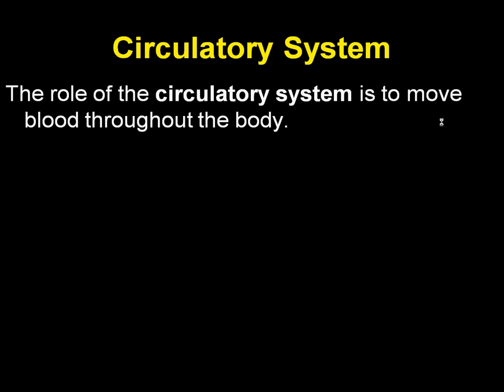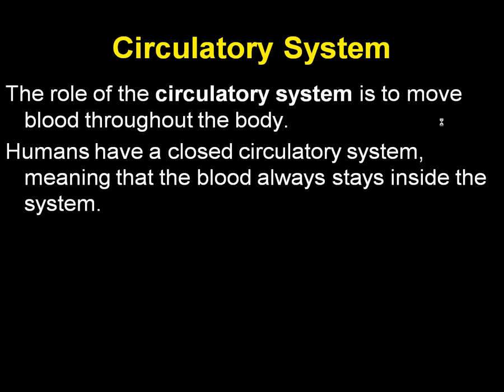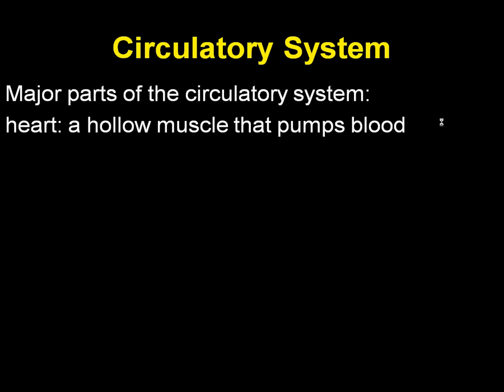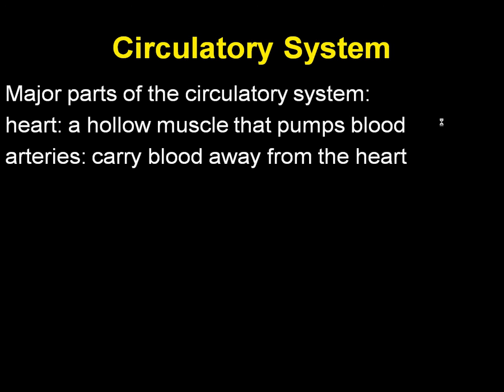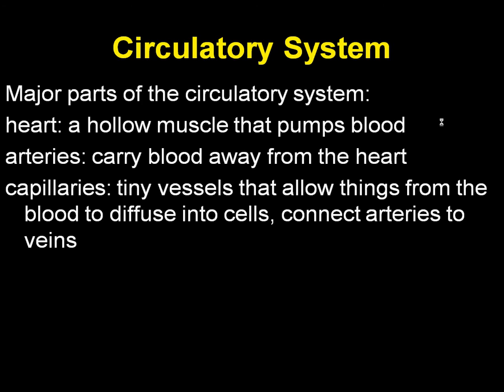The circulatory system is for moving blood throughout the body. Humans have what's called a closed circulatory system, meaning that the blood always stays inside the system, if all goes well. Major parts of the circulatory system are the heart, which is a hollow muscle that pumps blood, the arteries, which carry blood away from the heart, mostly oxygenated blood, but not always. The capillaries, or capillaries, depending who you talk to, are tiny vessels that allow things from the blood to diffuse into cells, and they connect arteries to veins.